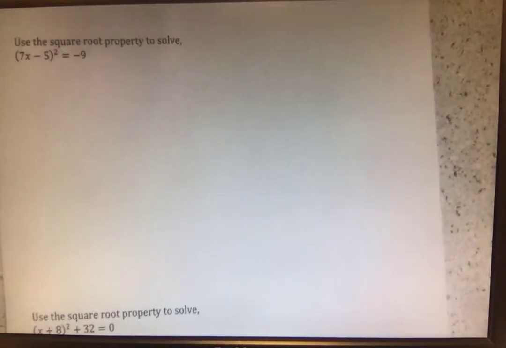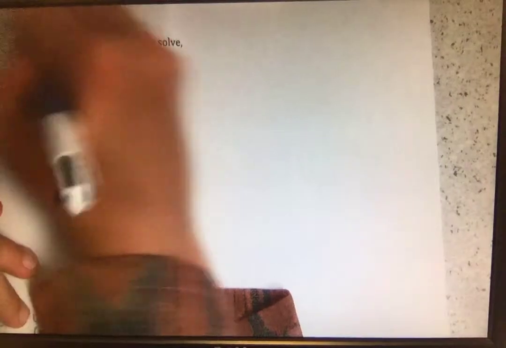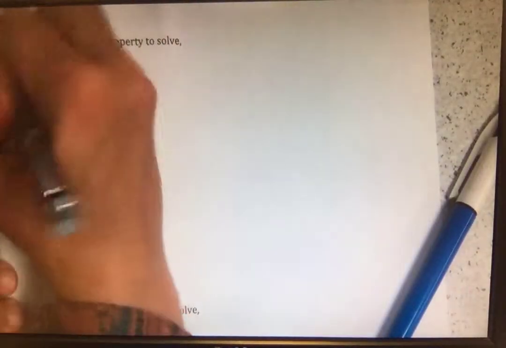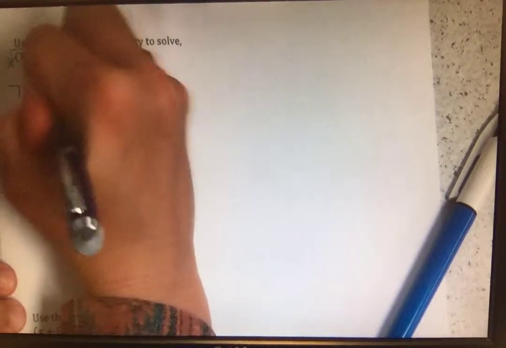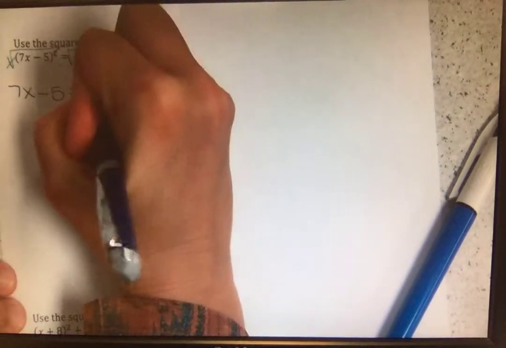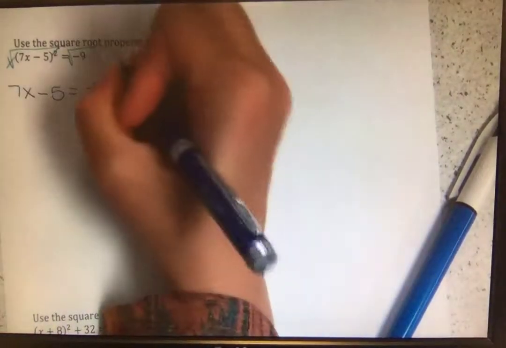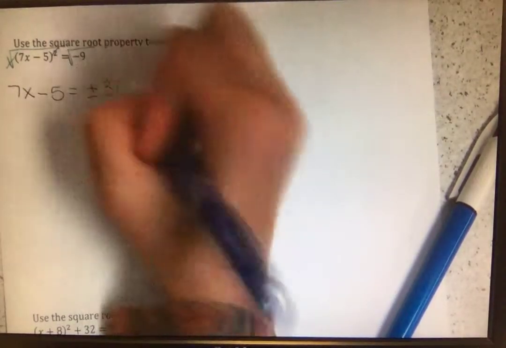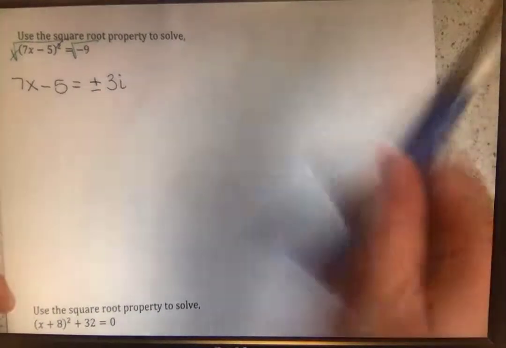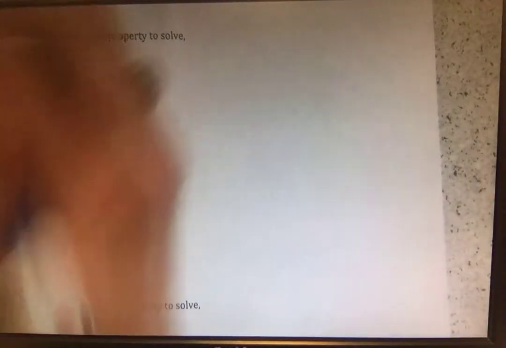Next example. Use the square root property to solve 7x minus 5 squared equals negative 9. First, getting rid of that square, we take the square root of both sides so the square and the square root cancel each other out. We're left with 7x minus 5 equals, and we took the square root, so we know it's going to be plus or minus. The square root of 9 is 3. The square root of that negative is going to be i. So plus or minus 3i.